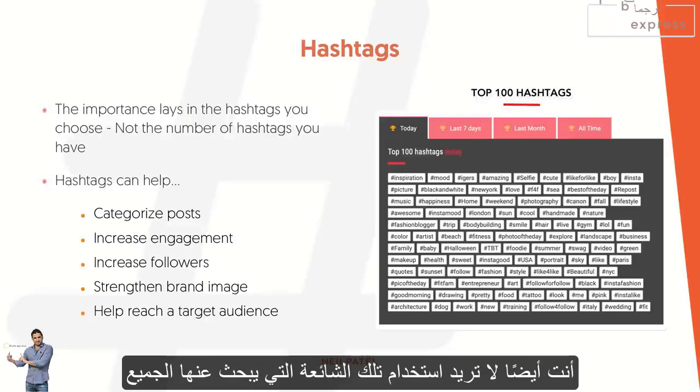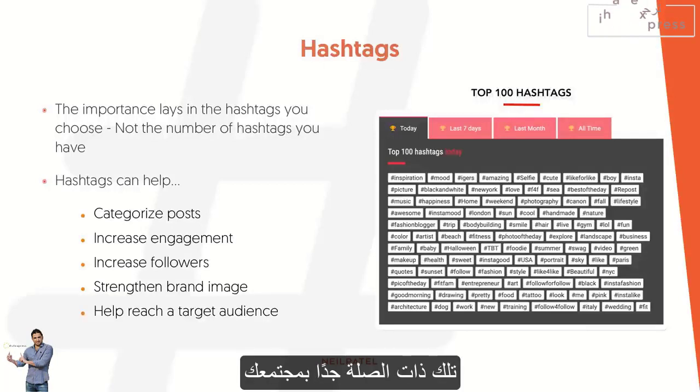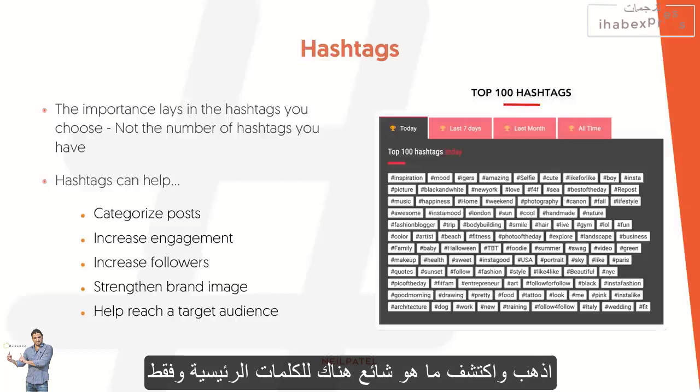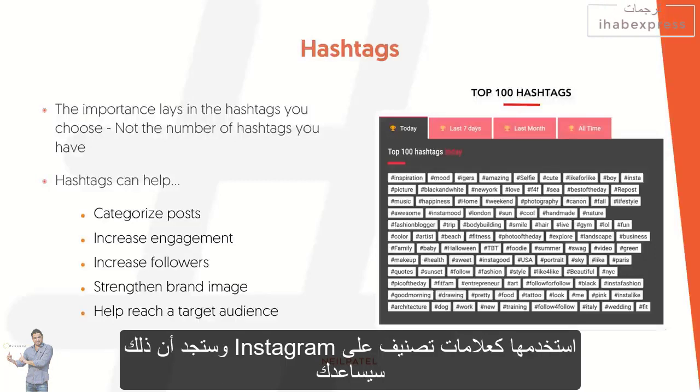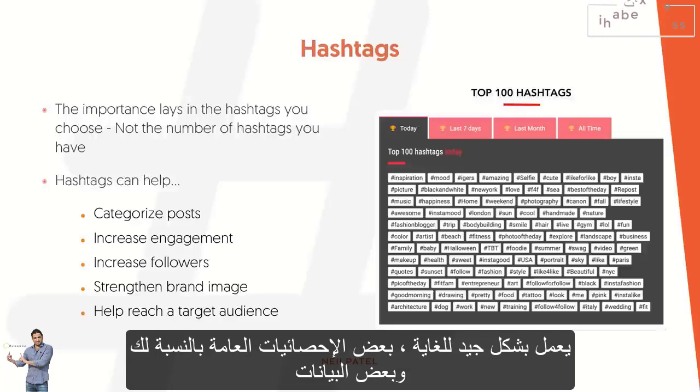Another thing when you're using stories and posts, hashtags are super important too. You don't want to just use the popular ones that everyone searches for because a lot of people are competing for those hashtags. You also want to use the ones that are very relevant to your community. You can use tools like Ubersuggest to find out what's popular out there for keywords and just use them as hashtags on Instagram, and you'll find that it helps increase engagement, followers, strengthen your brand, and your reach. It works extremely well.